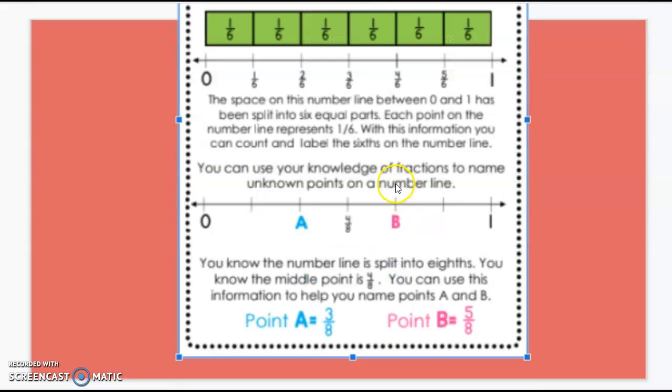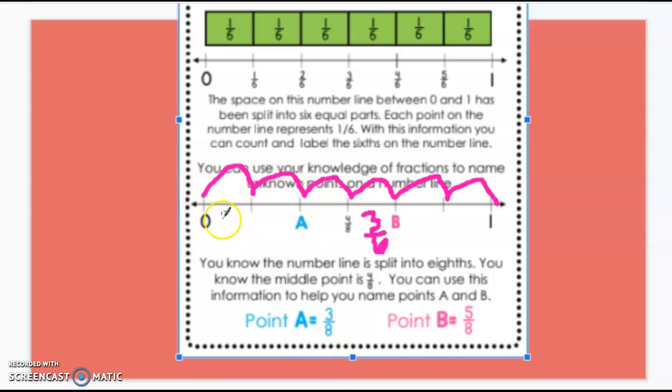You can use your knowledge of fractions to name the unknown points on a number line. Okay, so here is 0 to 1. And let's count how many spaces we have on our number line here. 1, 2, 3, 4, 5, 6. This should say 3/6. Sorry about that mistake. I did not make this poster.